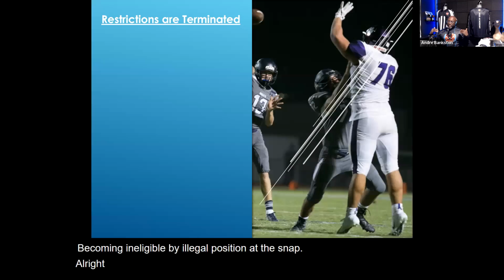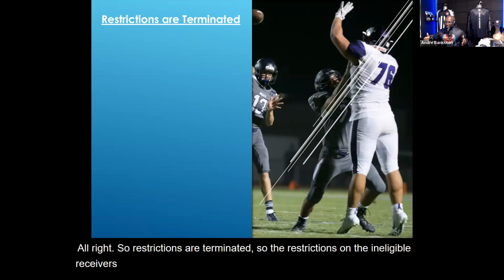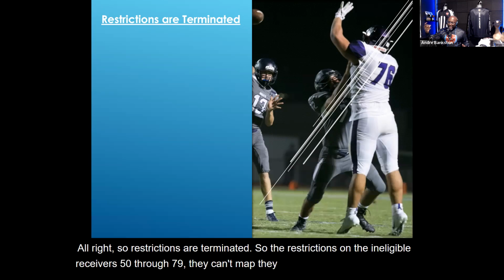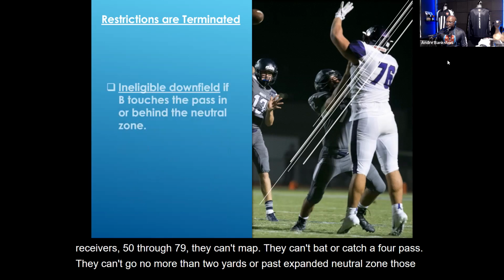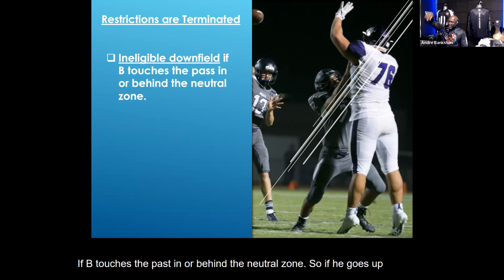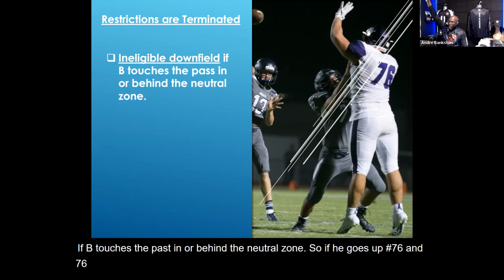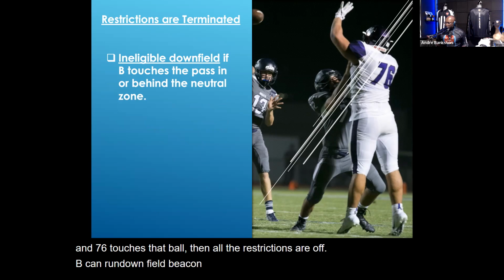All right. So restrictions are terminated. The restrictions on the ineligible receivers, 50 through 79, are that they can't muff, bat, or catch a forward pass, and they can't go more than 2 yards past the expanded neutral zone. Those restrictions are terminated if B touches the pass in or behind the neutral zone. So if B goes up, like number 76, and if 76 touches that ball, then all the restrictions are off.